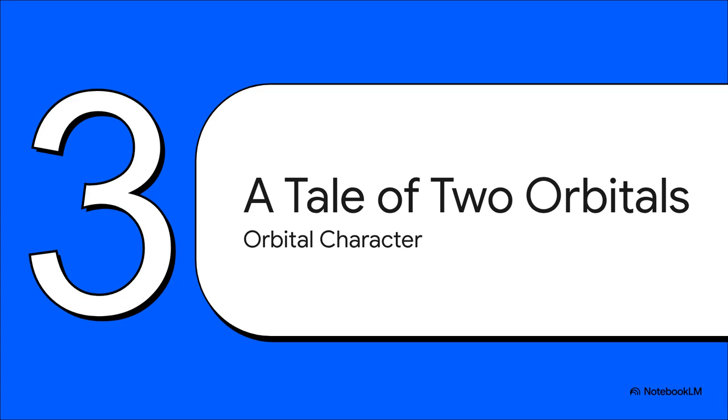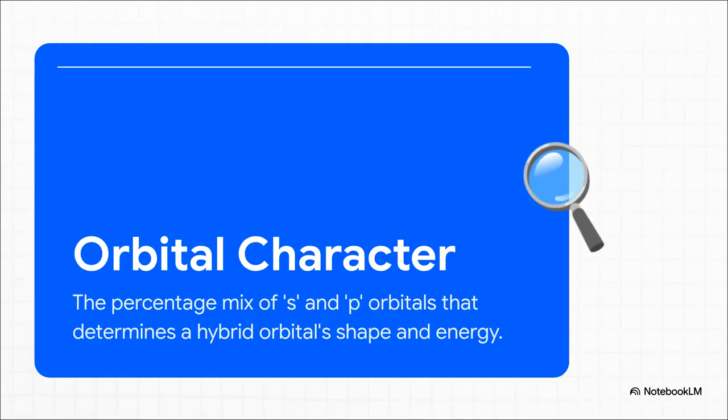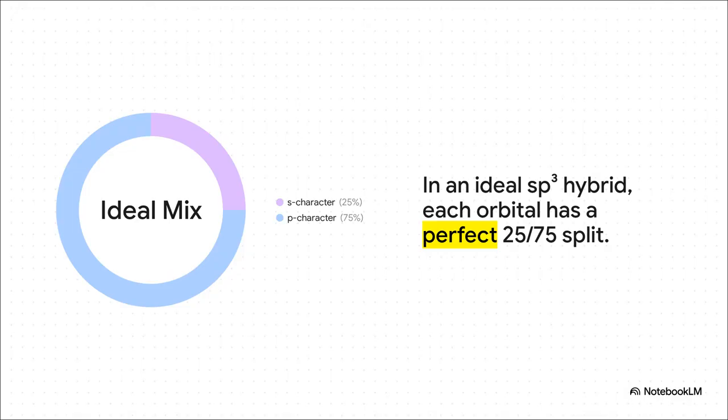It's a tale of two different kinds of orbital flavor, s character and p character. Okay, so remember how we said sp3 orbitals are a mix of one s and three p orbitals? Well, orbital character is just the percentage of each in that final mix. The only thing you need to remember is that s orbitals are spherical, and they're held really close to the atom's positive nucleus. That proximity makes them lower in energy, which is a more stable, more comfortable place for an electron to be. So in our perfect theoretical molecule, each of those four sp3 orbitals would have the exact same recipe, 25% s character and 75% p character.